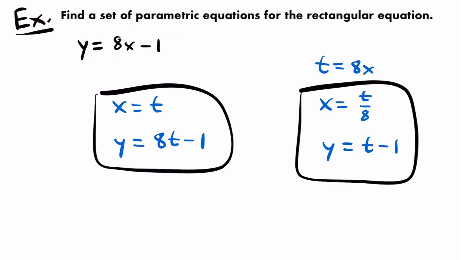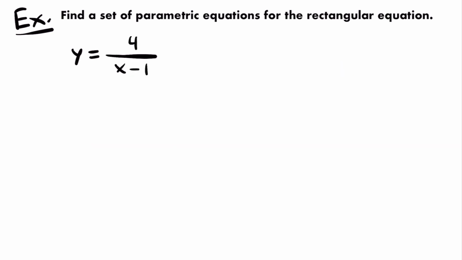Let's look at one more example for this video. All right, so here's our last example. We want to find a set of parametric equations for the rectangular equation. In this case, we have y is equal to 4 divided by x minus 1. And just like with the last example, my go-to strategy is just to let x equal t. So we'll say that x is equal to t, and that's one parametric equation. And then because we're saying x is t, we can replace x with t and have that y is equal to 4 divided by t minus 1.